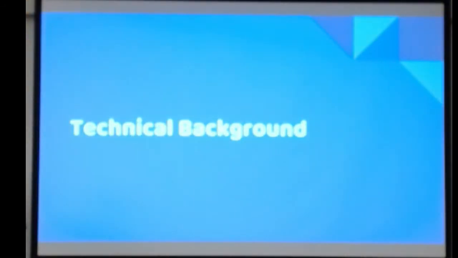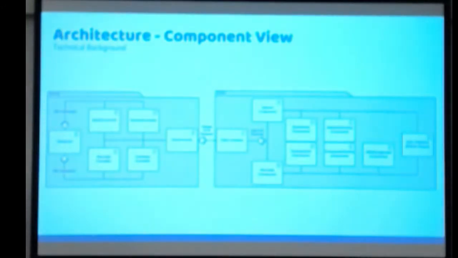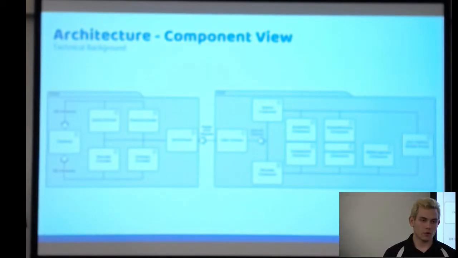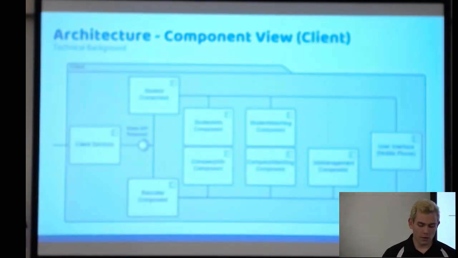Now we're going to look at the technical background of our application. So here's some of the architecture. This is a component view of the system. So on the left you have the server, and on the right you have the client. The distinguishment between these two code bases was made in the previous project, and we've been making this more robust throughout the semester. So on the right you have the client.